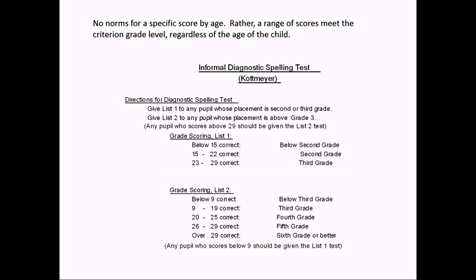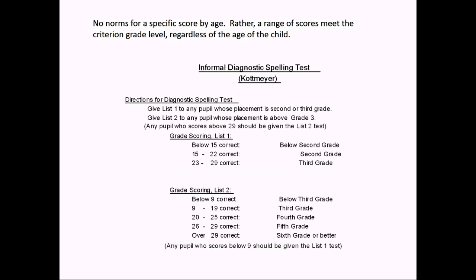Okay, so this is the criterion for list 1. If your child that you give the test to scores below 15 correct, they're performing below a second grade level. 15 to 22, they're within a second grade level. 23 to 29, they're performing at a third grade level. If you get 29, then you should go on to list 2.